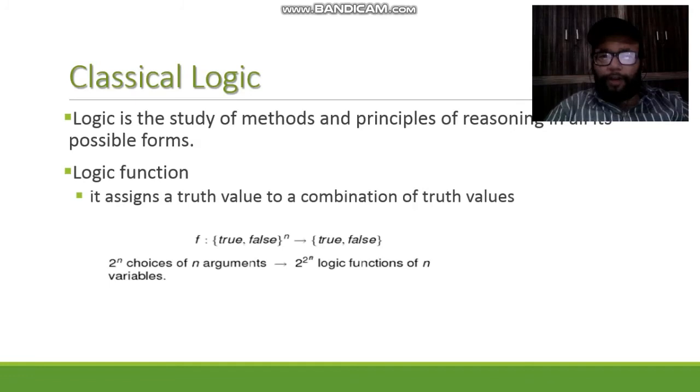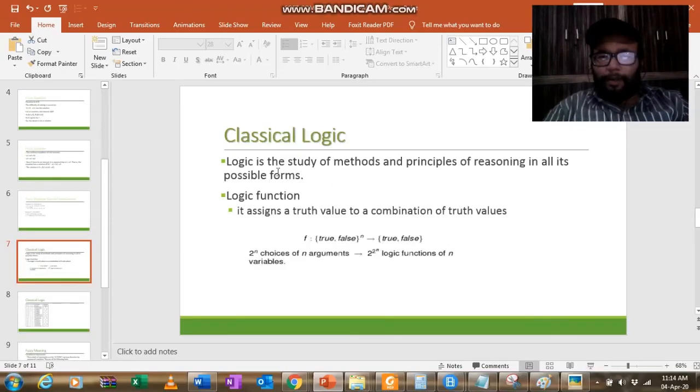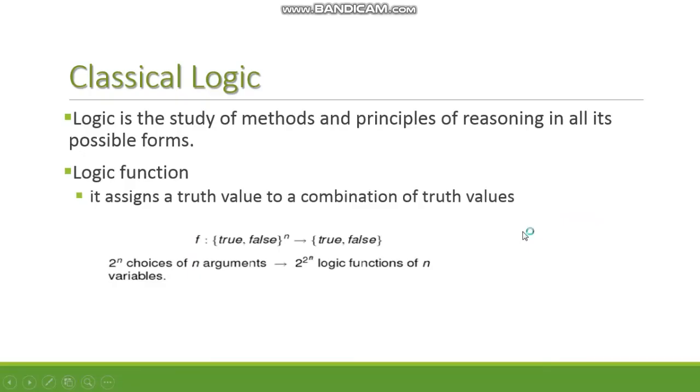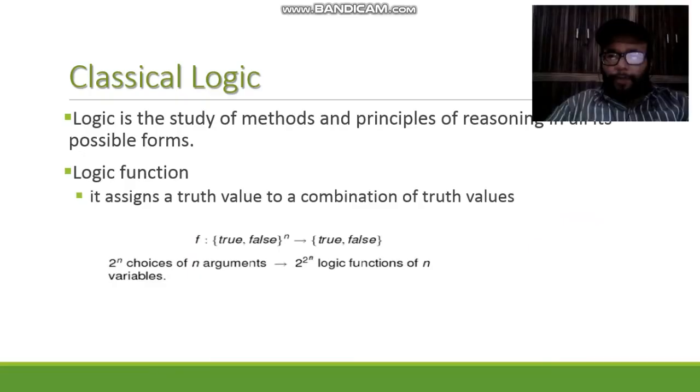Now if we talk about classical logic, classical logic is the study of methods and principles of reasoning in all possible forms. What is logic? It is a study of reasoning in all possible forms. What can the forms be? The forms can be formulated by some logic function. And what could the logic functions be? A logic function can be any combination of truth values. This is a function. This is truth value 1.